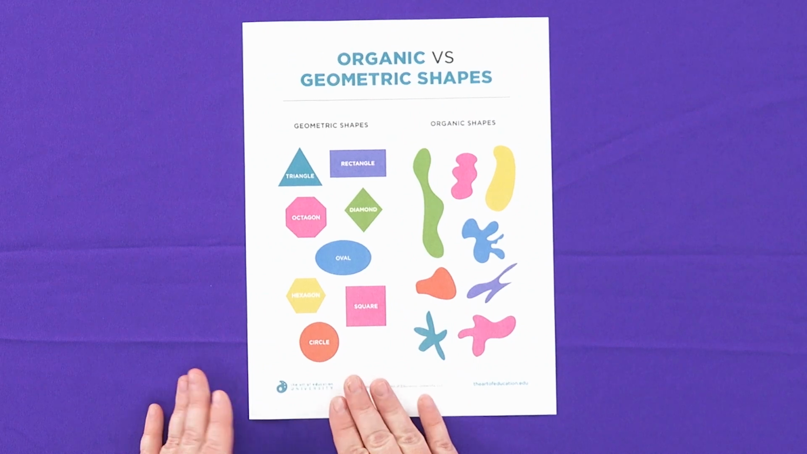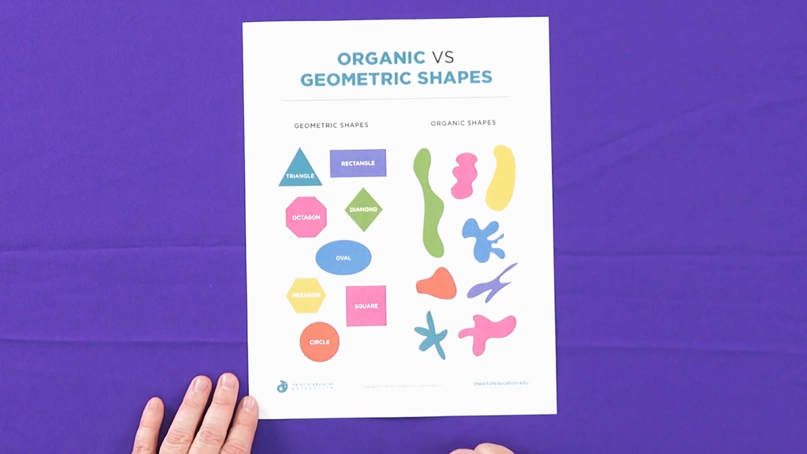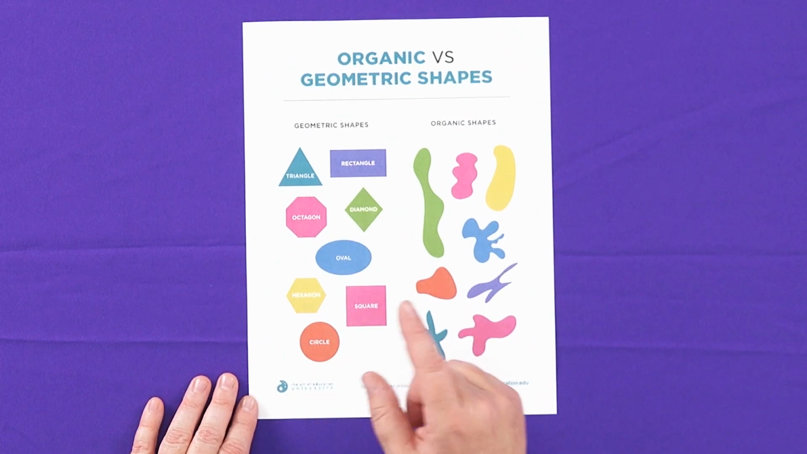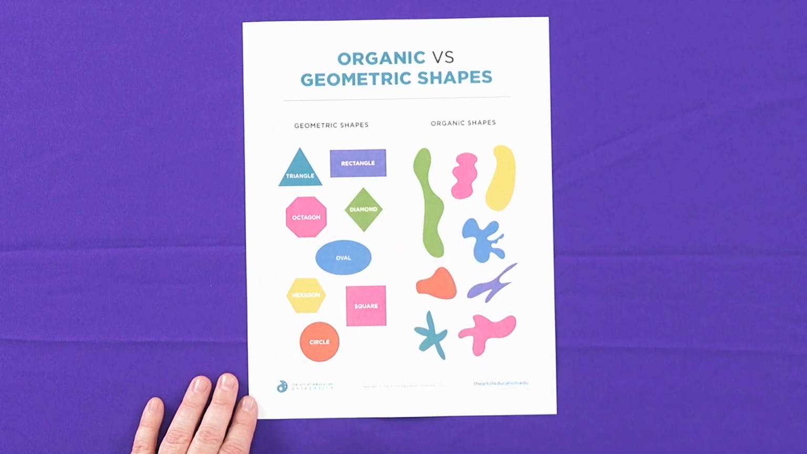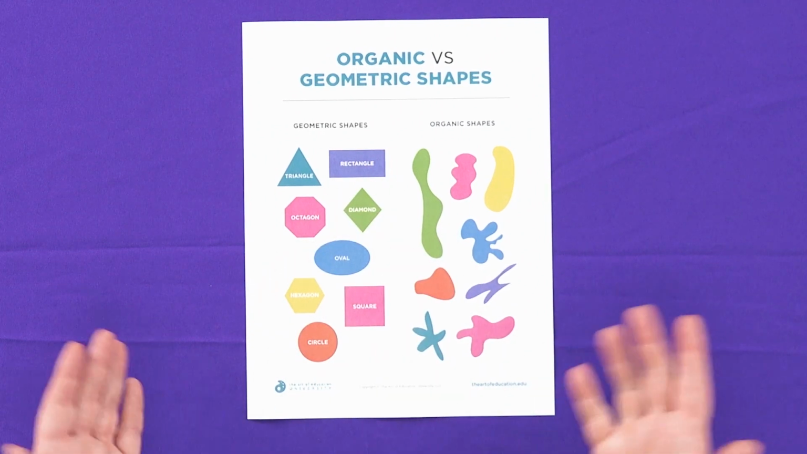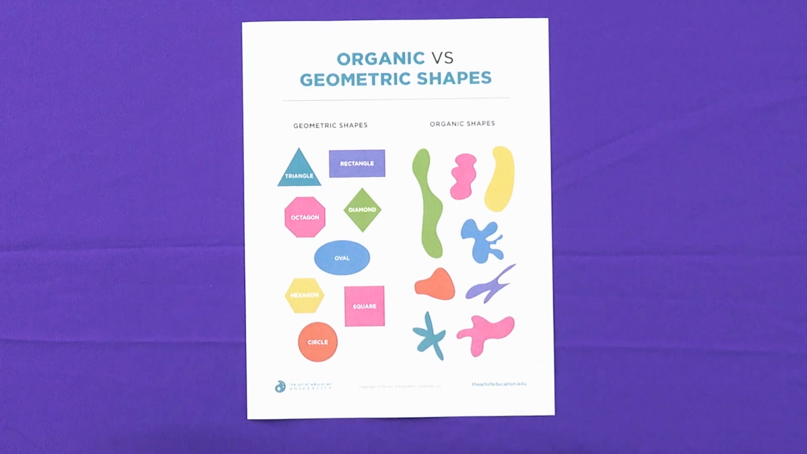So what are geometric shapes and organic shapes, and what are the differences between the two categories of shapes? Well, geometric shapes are ones that are easily identifiable, like circles, triangles, rectangles, and squares. They are typically man-made, have uniform measurements, and are more precise.